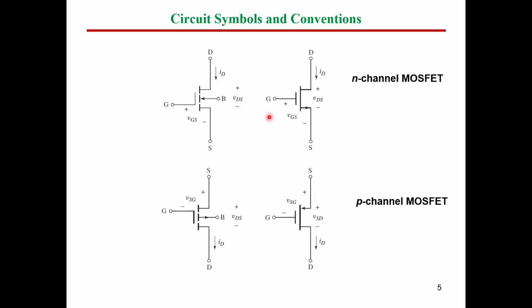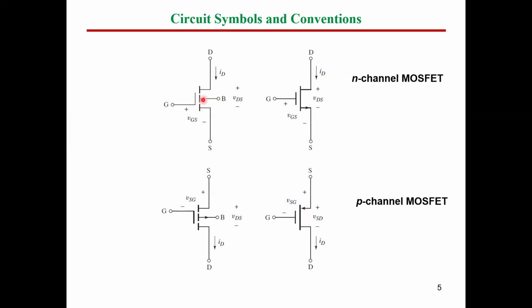Another symbol is this one. So here we have the gate. It's connected to the short dash here, and another long dash is connected to the drain and source. What is the difference between the N channel and P channel? Firstly, the current is moving from the drain to source in case of N channel, and the arrow here is in the direction of current flow. So this is N channel MOSFET.